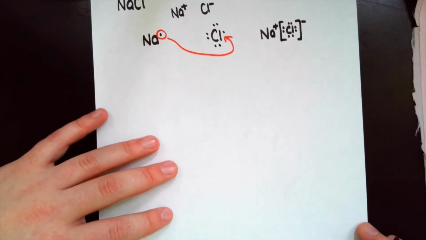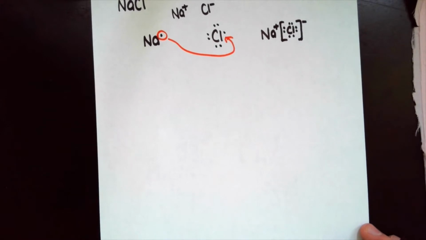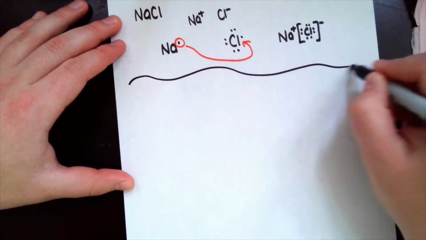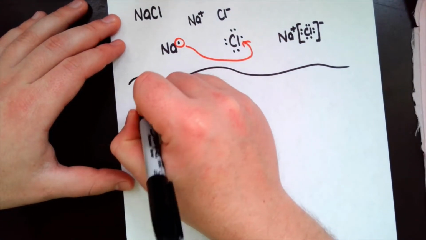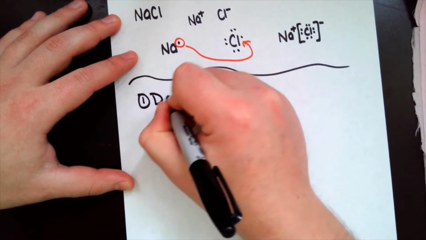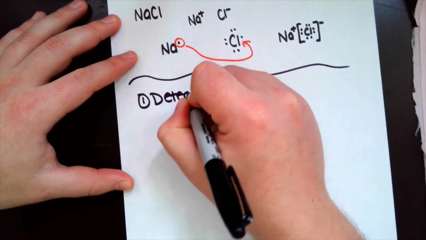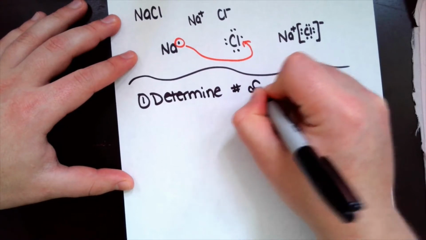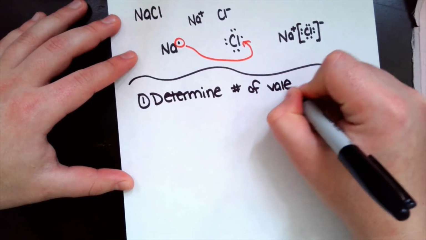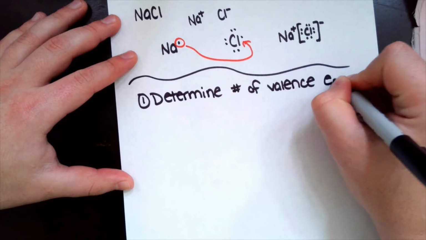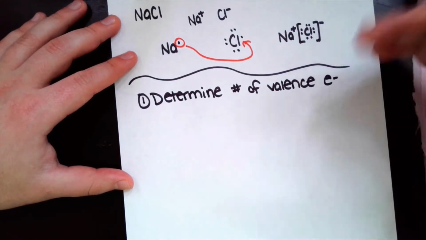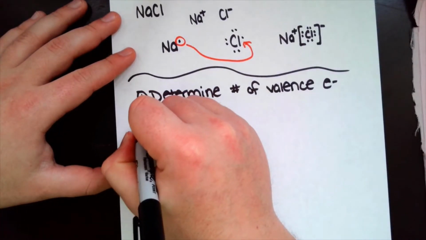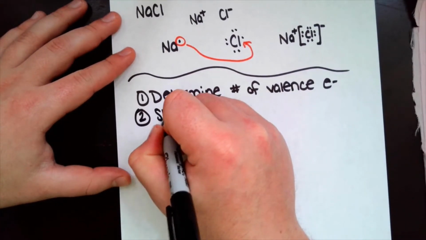Covalent compounds, there's quite a bit more to it. So covalent compounds, you have to follow a certain number of steps. So the first step, you have to determine the number of valence electrons. And we're going to do a couple examples, so you'll see how to do that. But from that, you just get that from the periodic table. Then the second step, you need to draw the skeletal structure.